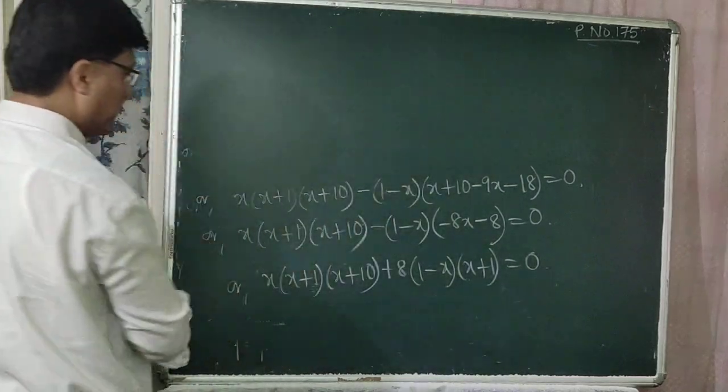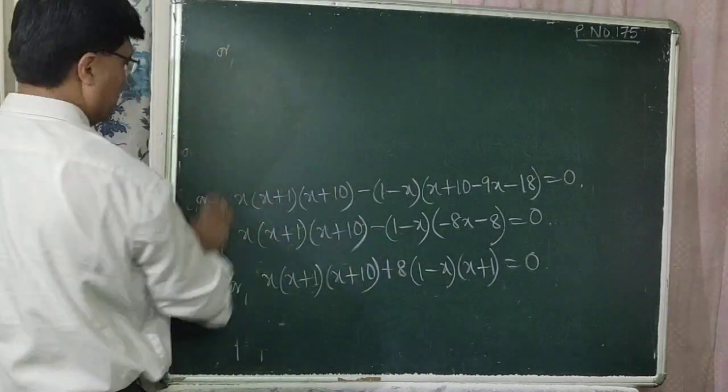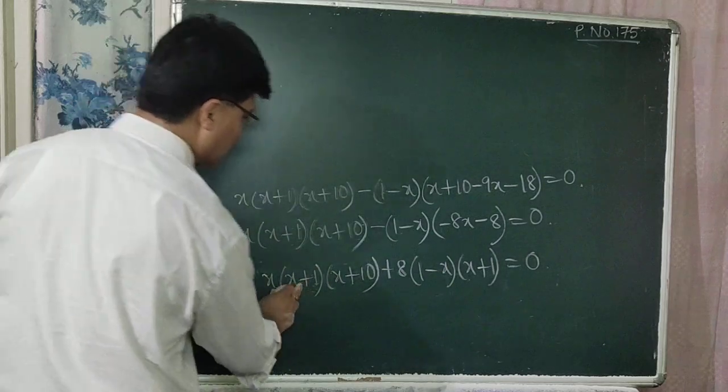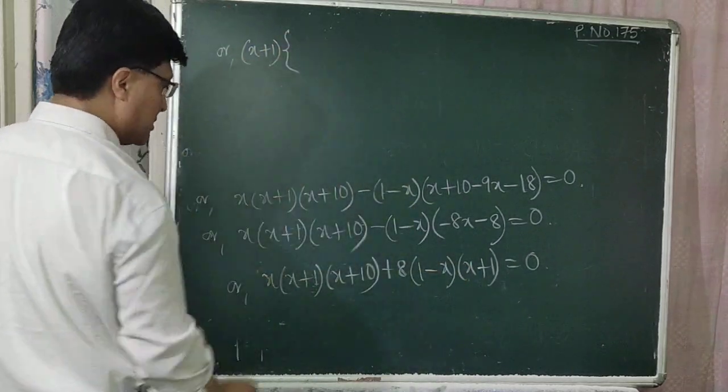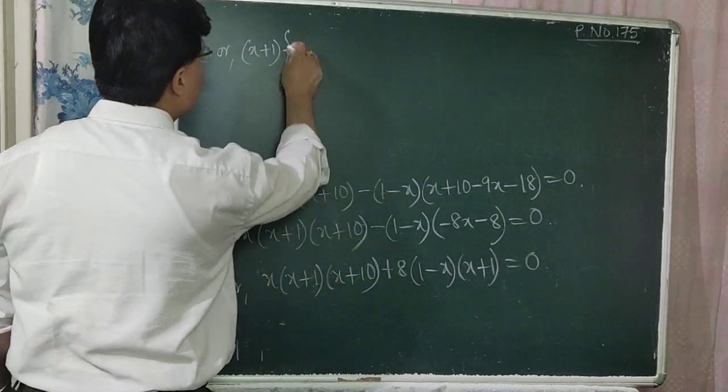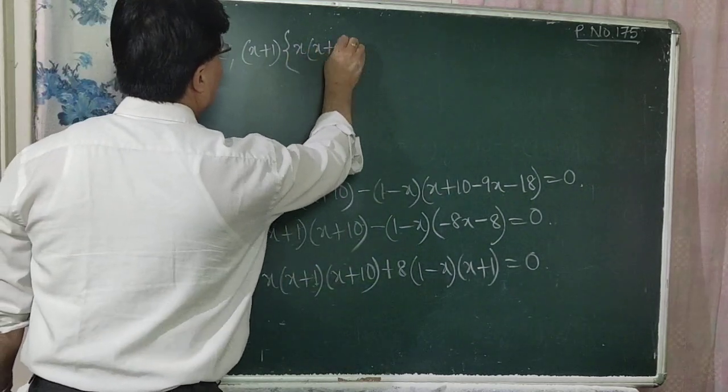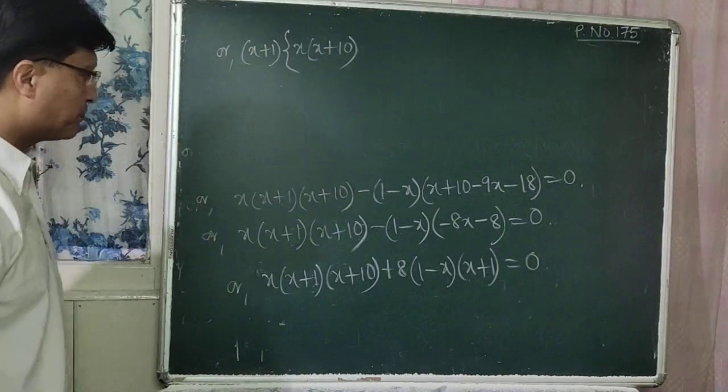Now next, what is common? x plus 1 is common here, this one and that one. So x plus 1 is taken common. So within the second bracket, what do we get? x into x plus 10, x into x plus 10, right?